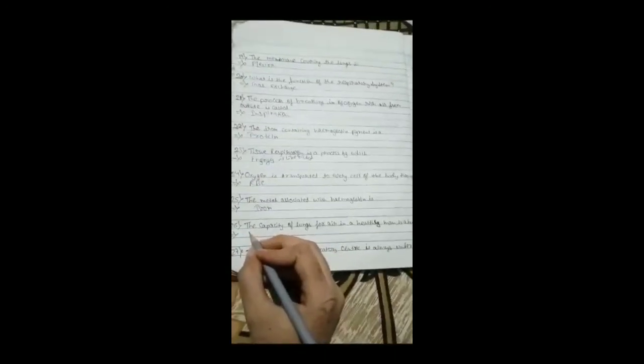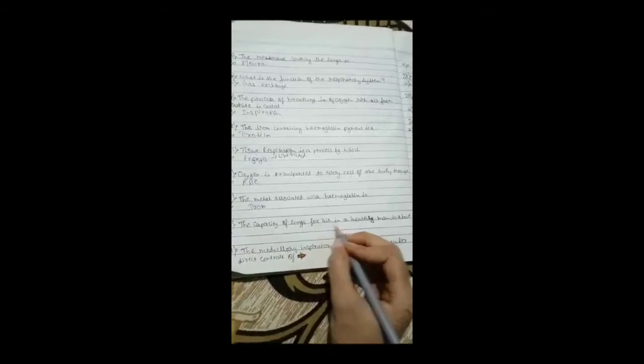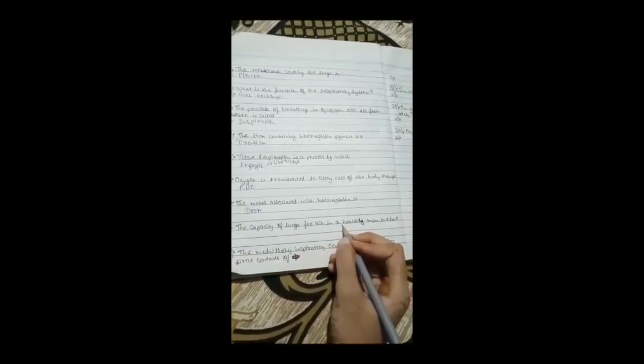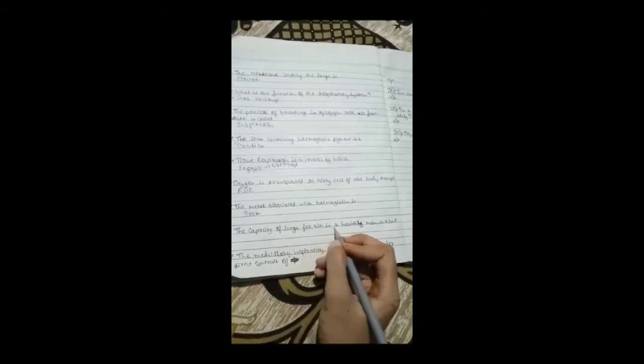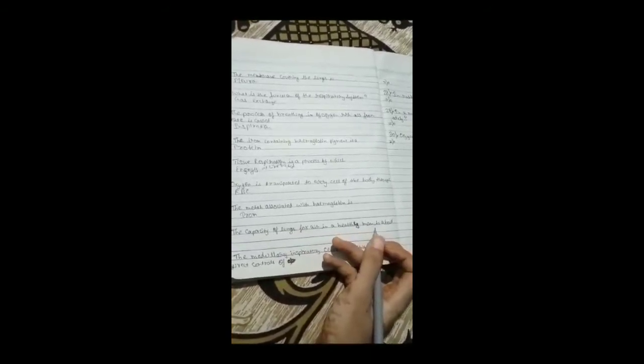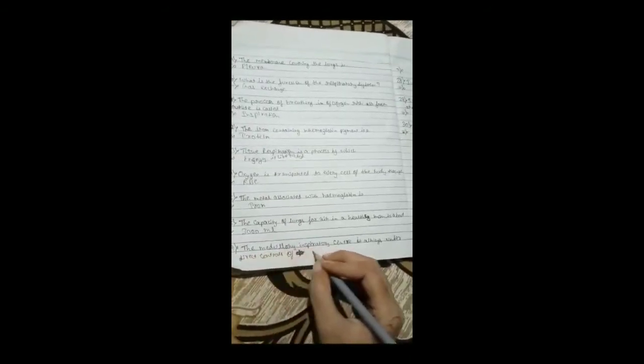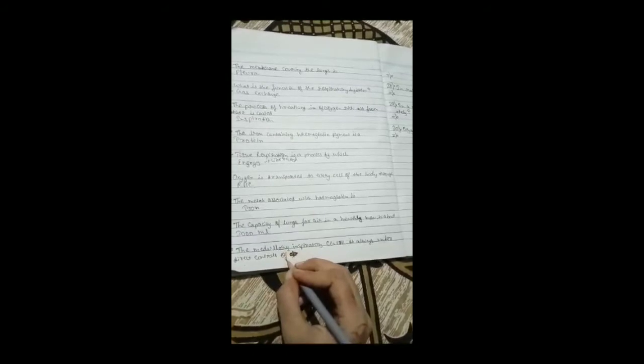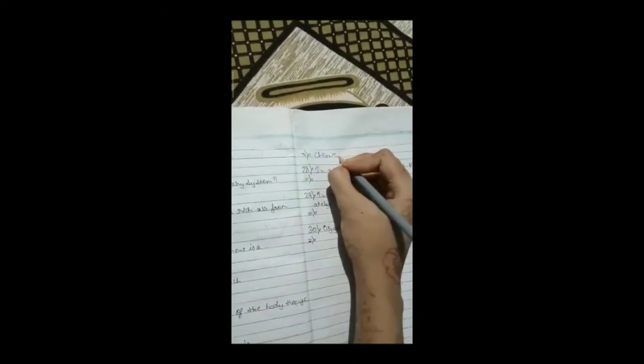My 26th question is, the capacity of lungs for air in a healthy man is about? 3000 ml. My 27th question is, the medullary inspiratory center is always under direct control of? Chemicals.